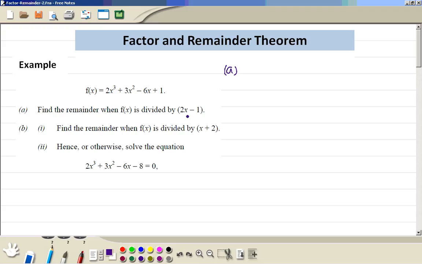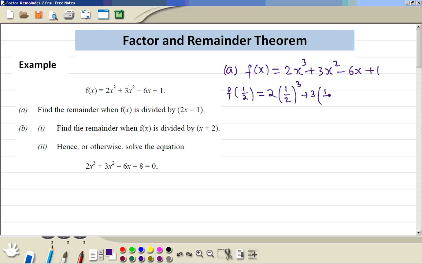So when we substitute x equal to half into this polynomial, we will get the remainder. So the polynomial is 2x cubed plus 3x squared minus 6x plus 1. Then we substitute x equal to half into it. So we can have 2 times 1 over 2 cubed. Then we get 3 times half squared minus 6 times half plus 1.